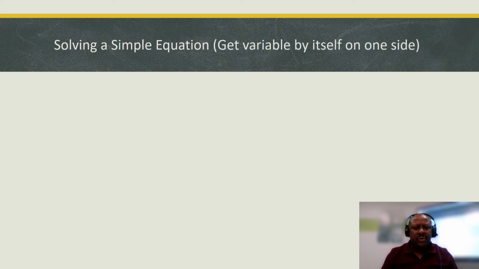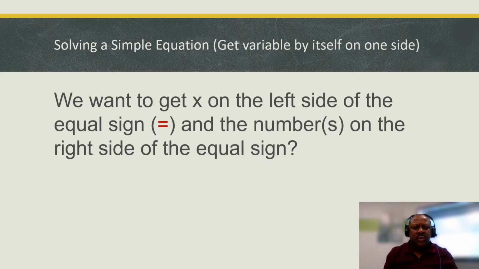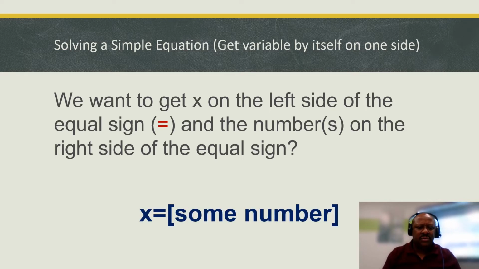And how are we going to go about doing that? Well, we want to get the variable x on the left side of the equal sign and the numbers on the right side of the equal sign. So again, we want to get the variable x and make that equal to some number on the right side.